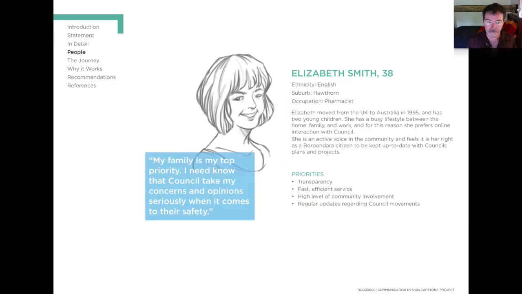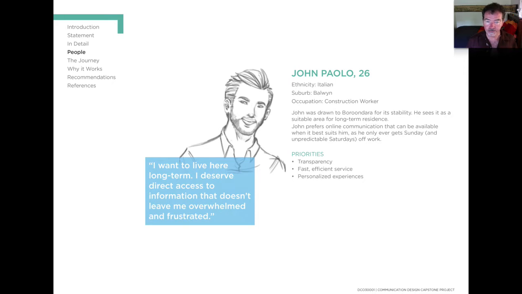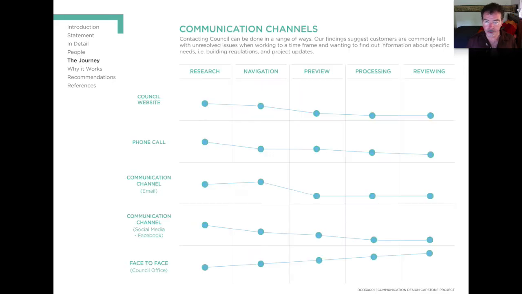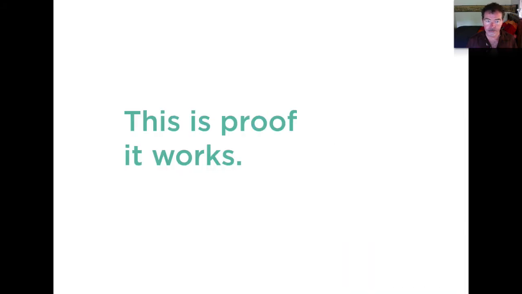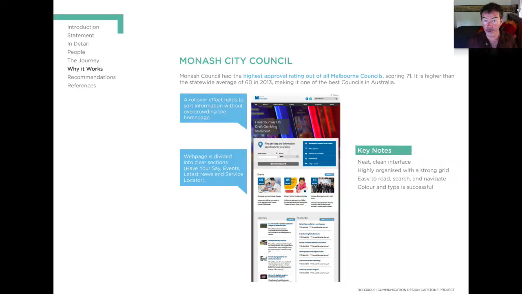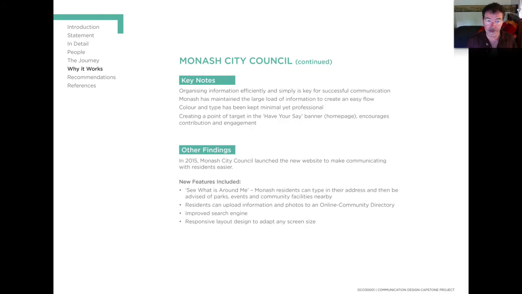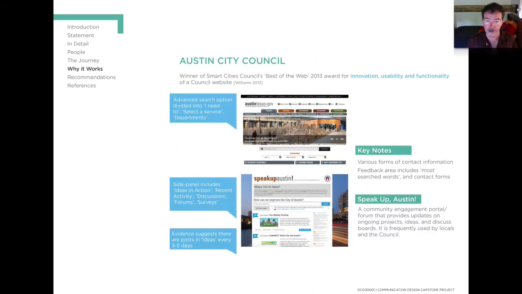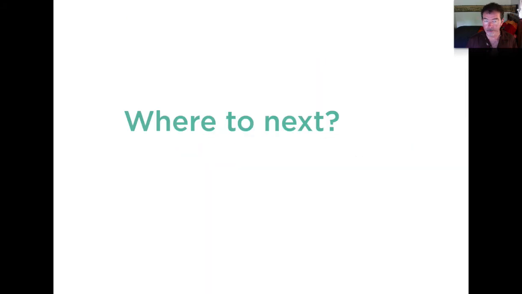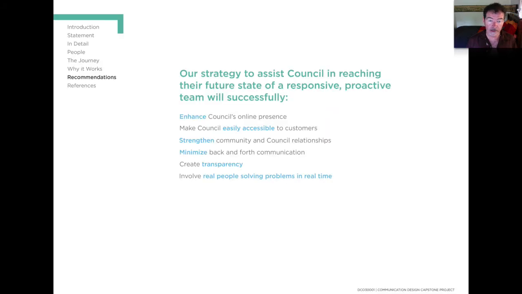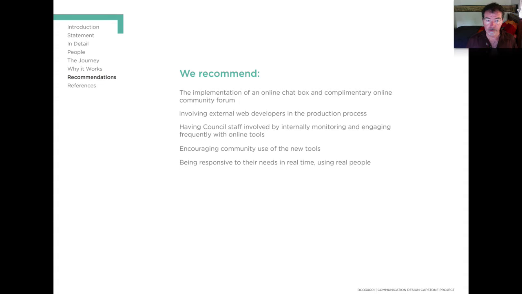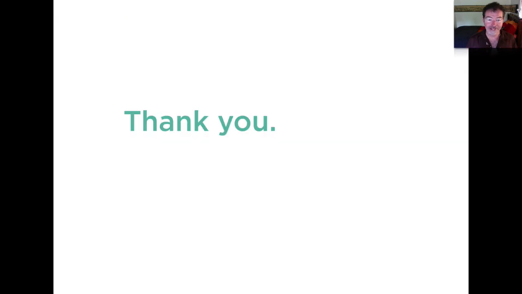Here are the detailed primary audience personas. Here's the communication channel audit. This is proof that it works. Look, we've looked at other councils and they've done this, that and the other. And that proves that it can work, what we're proposing to you. So you should listen to us. Where to next? Well, we think council should do this, that and the other. We recommend this, that and the other. Thank you. So that's their presentation.